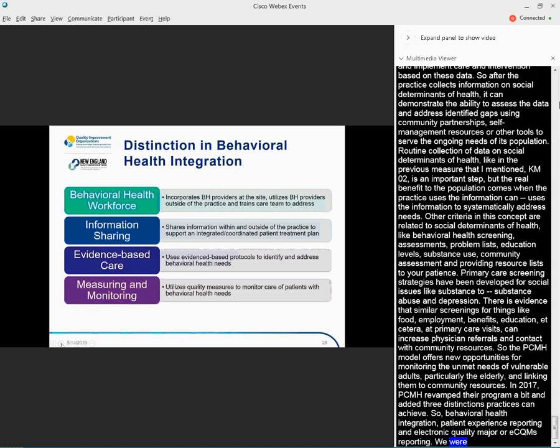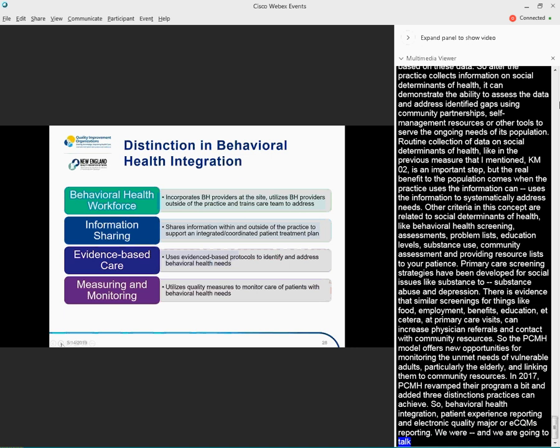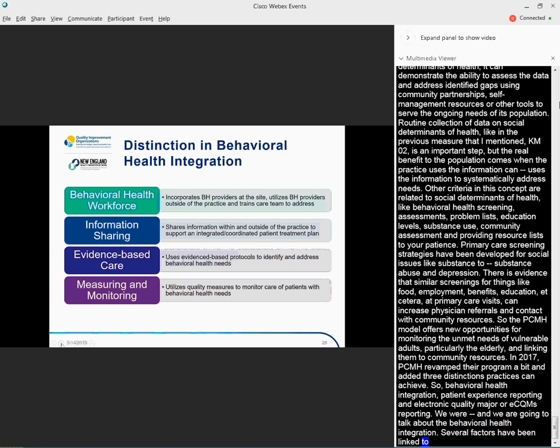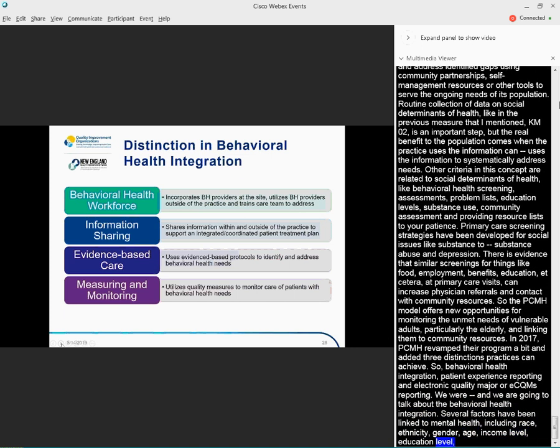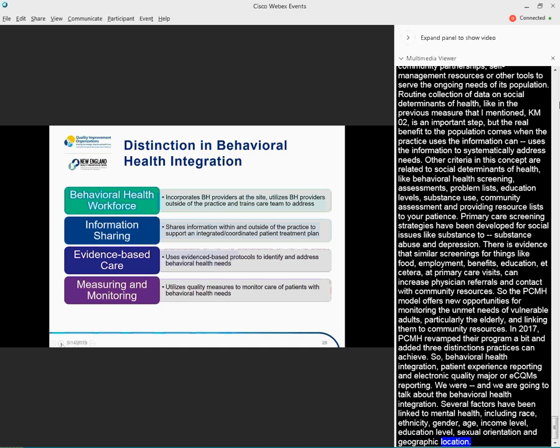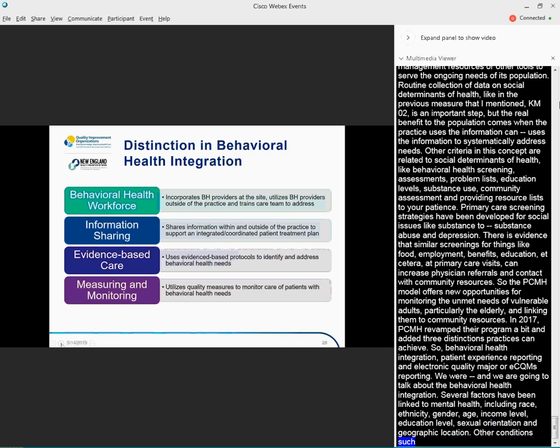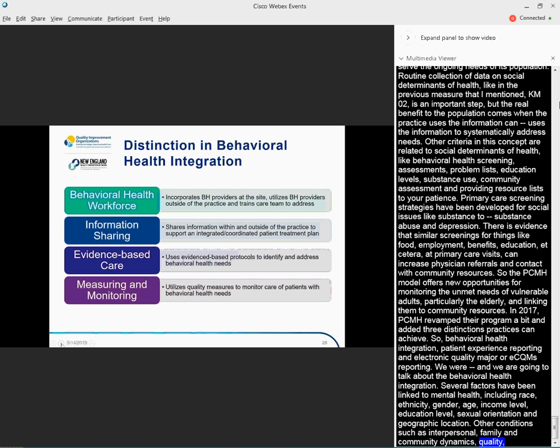Several factors have been linked to mental health, including race and ethnicity, gender, age, income level, education level, sexual orientation, and geographic location. Other social conditions such as interpersonal, family, and community dynamics, housing quality, social support, employment opportunities, and work and school conditions can also influence mental health risks and outcomes both positively and negatively.